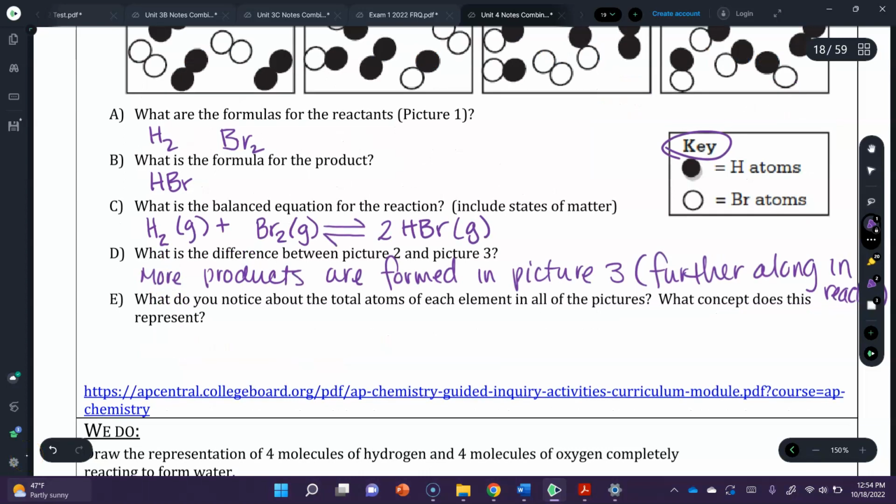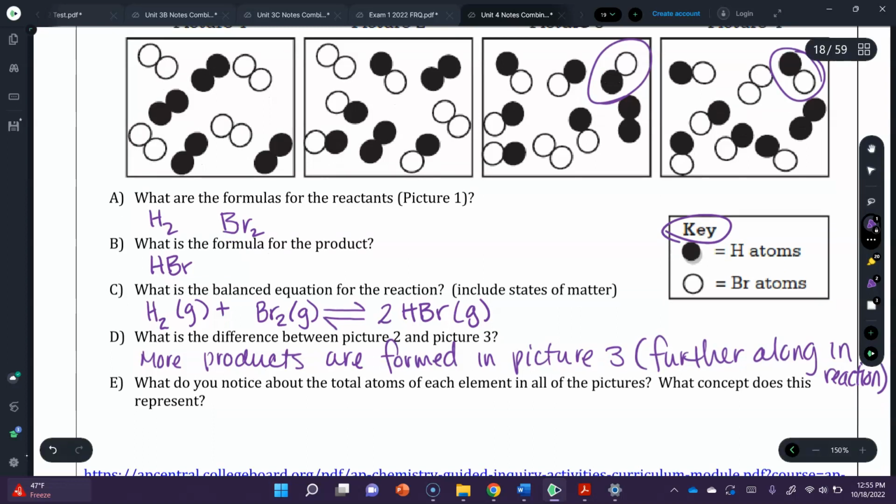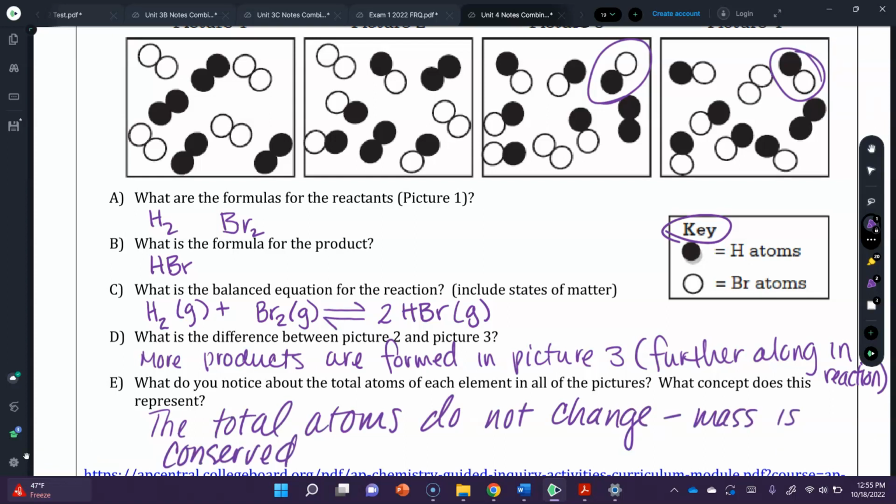So our next question is, what do you notice about the total atoms of each element in all of the pictures? What concept does this represent? So if we look back at our pictures, we see we have in each picture 8 atoms of hydrogen and 8 atoms of bromine. This tells us that the total number of atoms do not change. So this supports and follows the law of conservation of mass. So mass is conserved. Okay, now let's look at our we do.